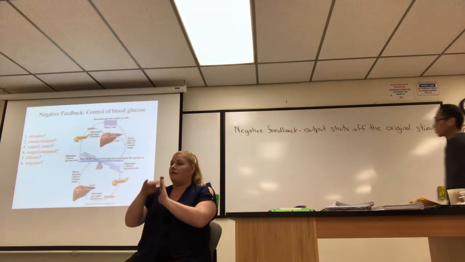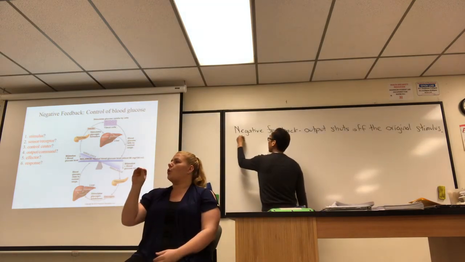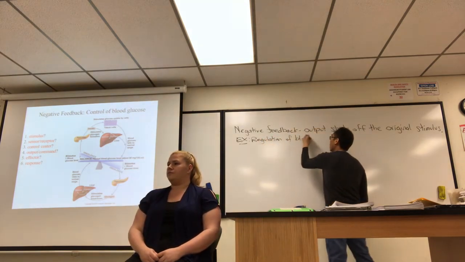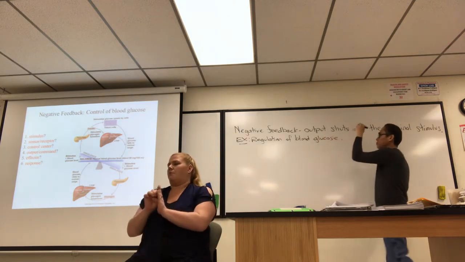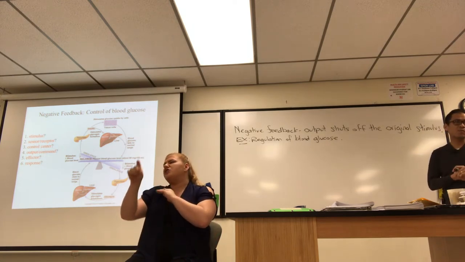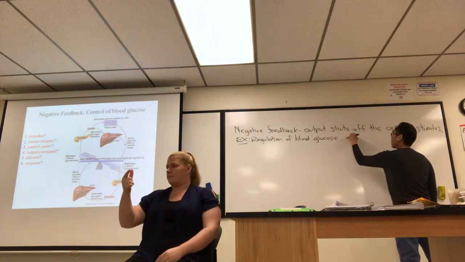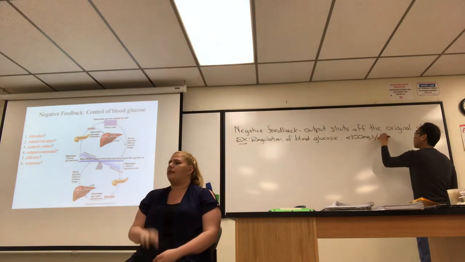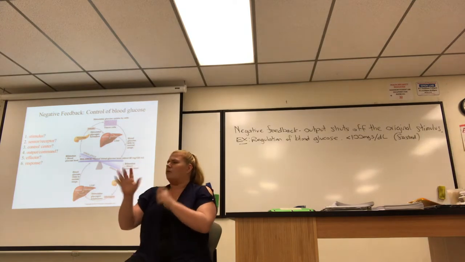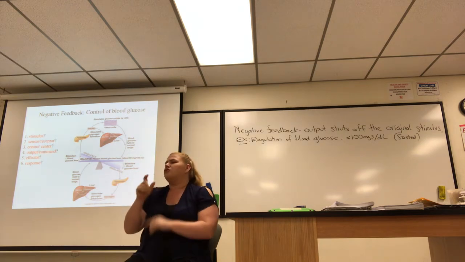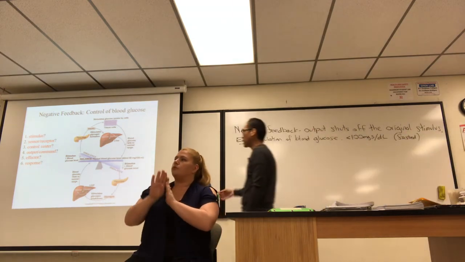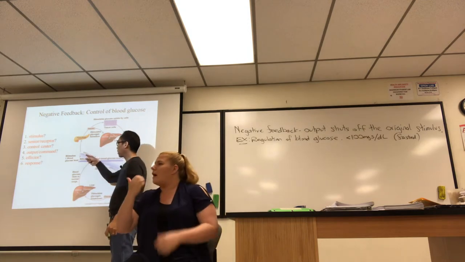The regulation of blood glucose, example number 2. The blood level of glucose should be maintained, in the fasted state, at less than 100 mg per deciliter, which is the normal value. Fasted is, you know, you haven't eaten for 12 hours. It should be 100 or less. That's kind of the normal value. Of course, you eat a meal, it's going to elevate, right? Get your blood glucose up, eat an apple, eat pasta. So let's do this imbalance where it's too high because you ate a meal.